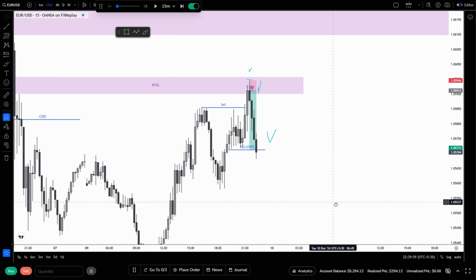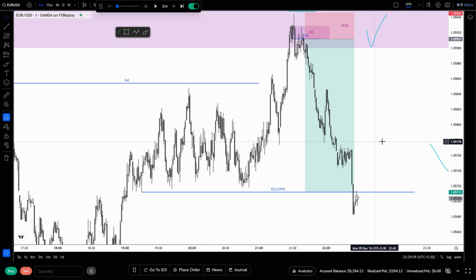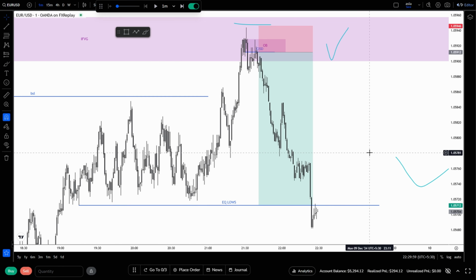Once that manipulation happens and price gives me lower time frame confirmation, that is where I look to take my short. And that is the exact sequence. Higher time frame bias, manipulation in the opposite direction, confirmation, and then execution toward liquidity. This is how you stop guessing, and this is how you trade with structure and intent instead of emotion.